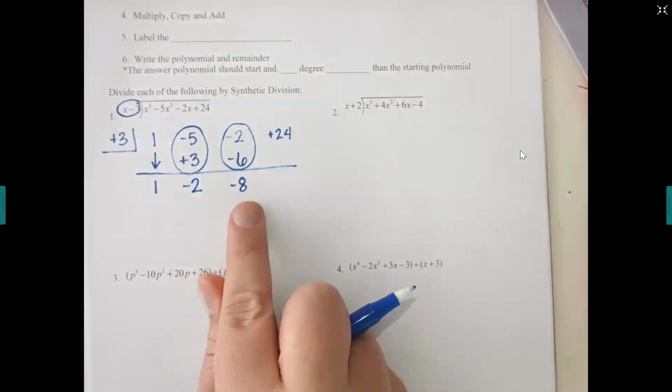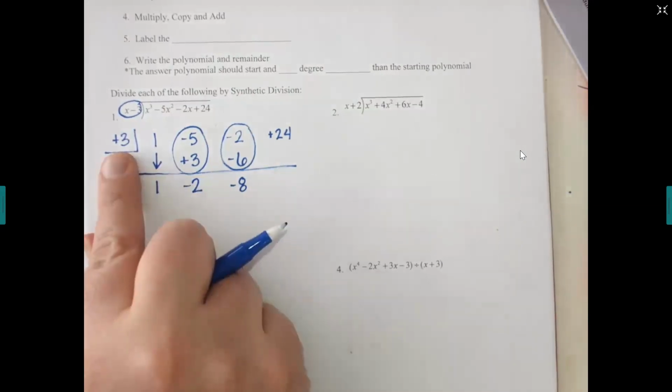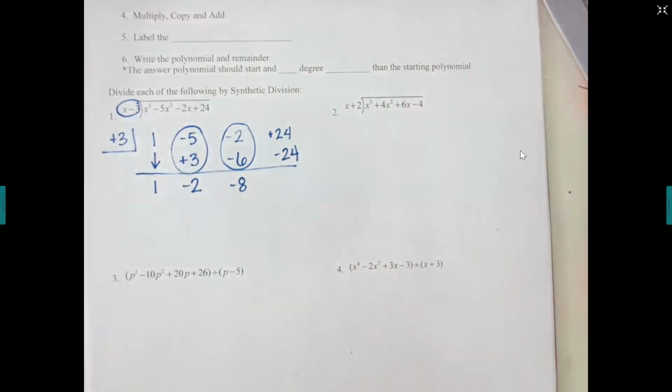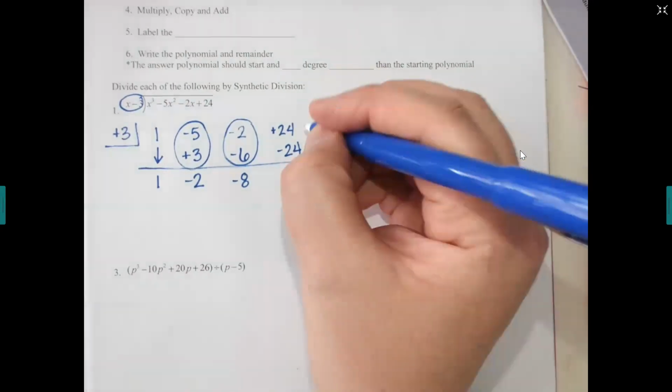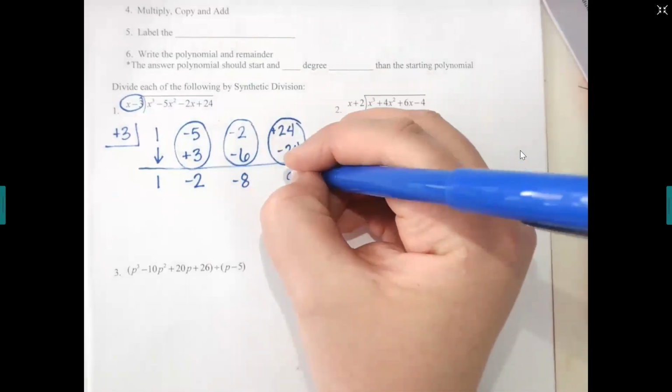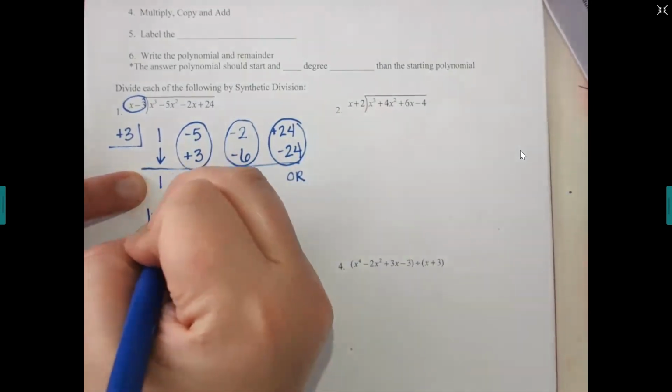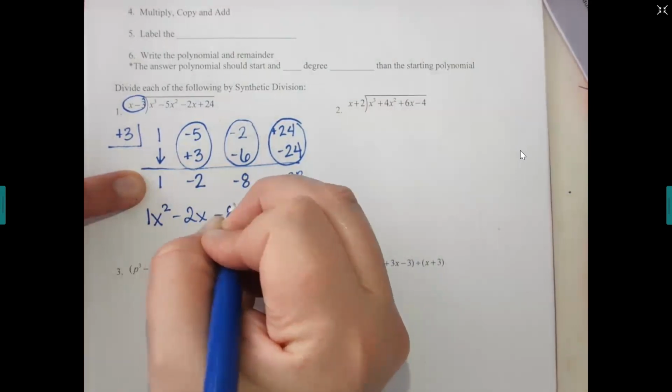And then what do I do with this number? I times it by what? The box is a 3. -8 times 3 is -24. And then 24 and -24 give you how many? 0. That's your remainder. Then to write your final answer, your x's are gonna start 1 power less than they were in the original. Do you remember how this started off as an x3? Then your answer has to start off as an x2. So you're gonna put 1x2 minus 2x minus 8.